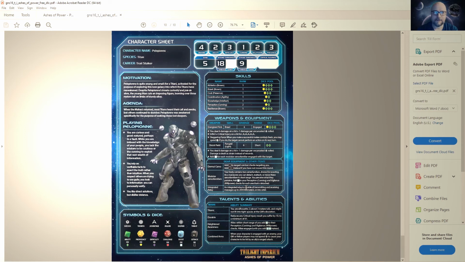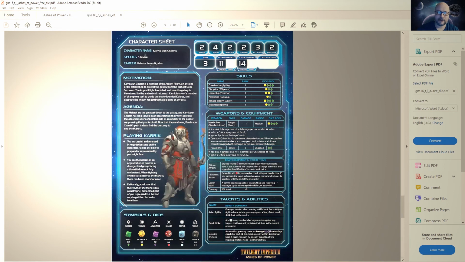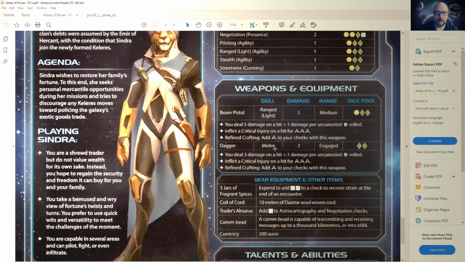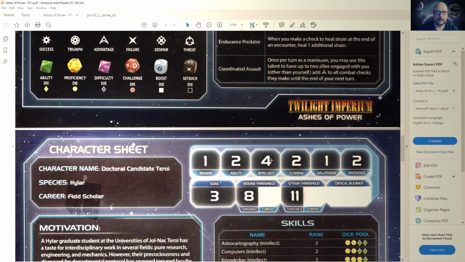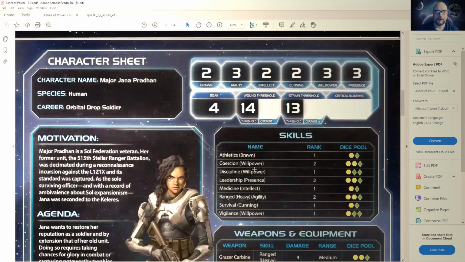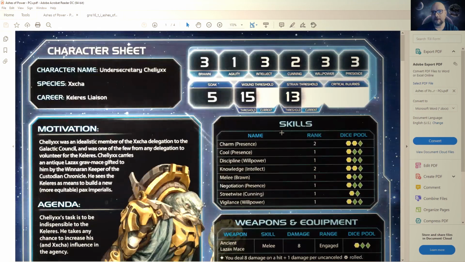But anyways, if you want to use one of these 6 factions, we've got the Shikrai, or the Argent Flight guys. They don't have to be Argent Flight actually to be Shikrai. Then we've got a Hacan, a Hylar, a human, and Xxcha. I'm not going to bother making individual videos for these, because once you get the hang of how characters are constructed, it's really just feeling out what you think is appropriate for the character.